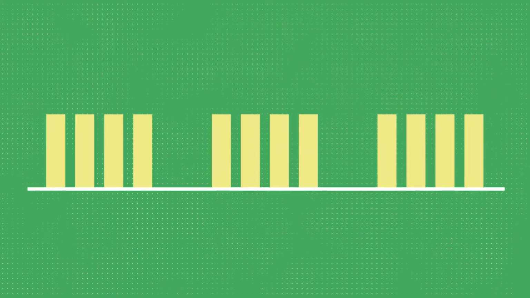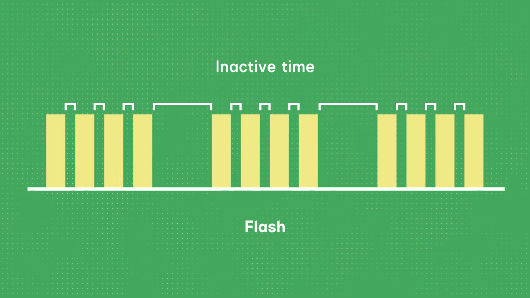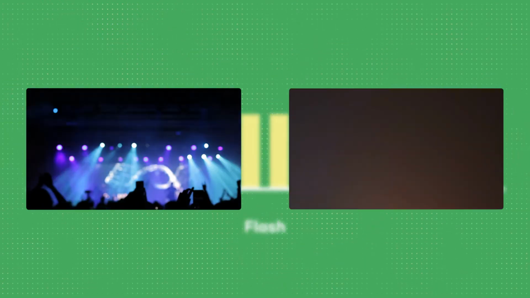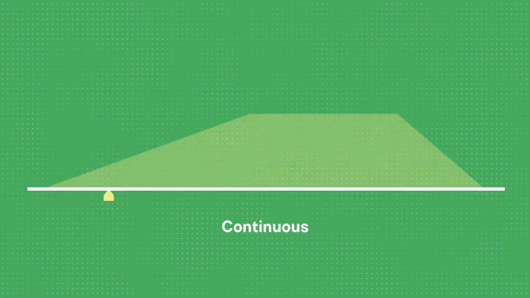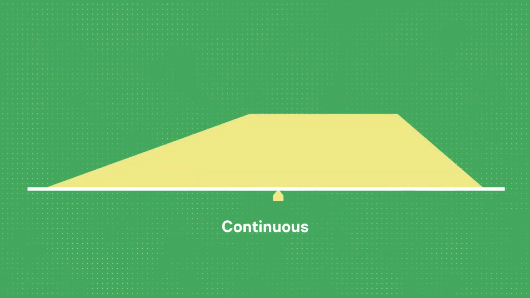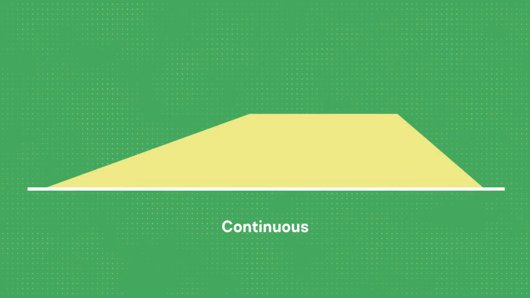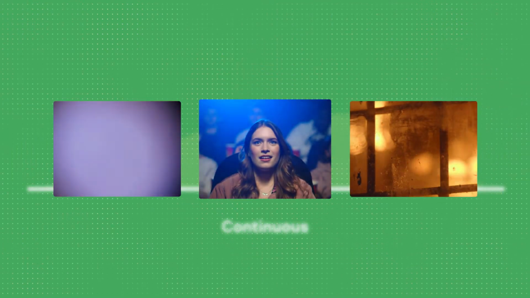In flash mode, your light will turn on during the active time and turn off during the inactive time. This is great for creating strobe or lightning-like effects. In continuous mode, your light will remain on after fading in, or fade out after a specified amount of time. This is great for smooth effects like pulsing, TV, or fire.